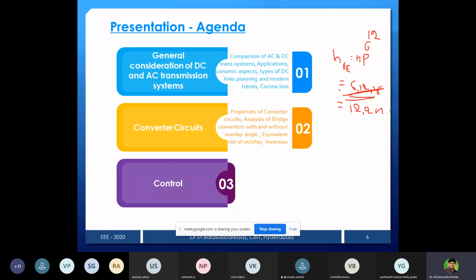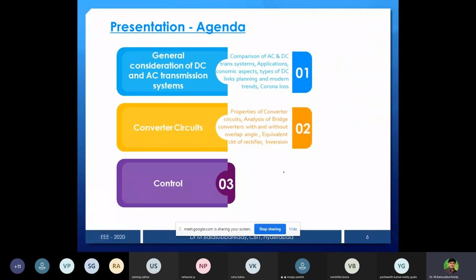Only higher order harmonics will be present, and the lower order harmonics are going to be suppressed. Then the higher order harmonic is a very negligible quantity that can be eliminated easily by using a smoothing reactor or an inductor. So when the output voltage waveform is passed through the inductor or smoothing reactor, those harmonics are automatically suppressed. This is for the DC side.